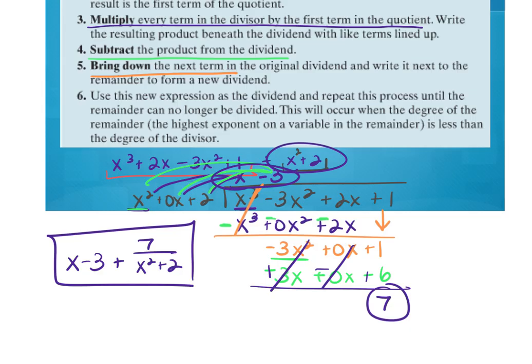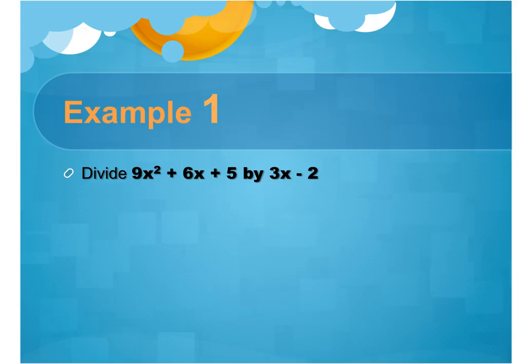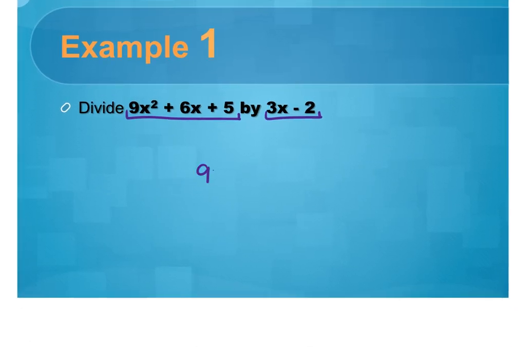All right, we're going to practice that a couple of times. In example 1, it says divide 9x squared plus 6x plus 5 by 3x minus 2. I want to make sure it's in decreasing degree order and there's no term missing. Neither of those is happening this time. So I'm going to rewrite 9x squared plus 6x plus 5 divided by 3x minus 2.